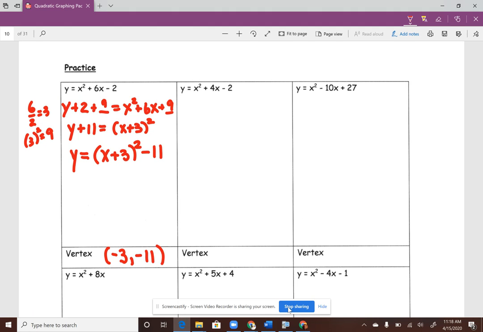Some of these get a little tricky. Actually, really just one of them ends up, because you know that half of 5 is not a whole number. So it's okay. Just use your calculator.